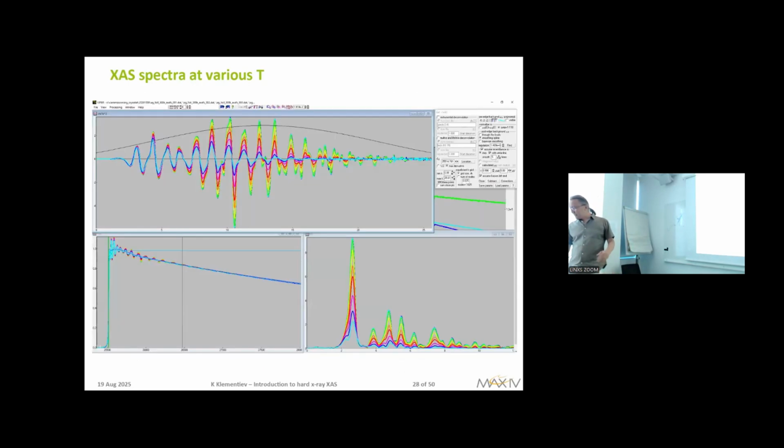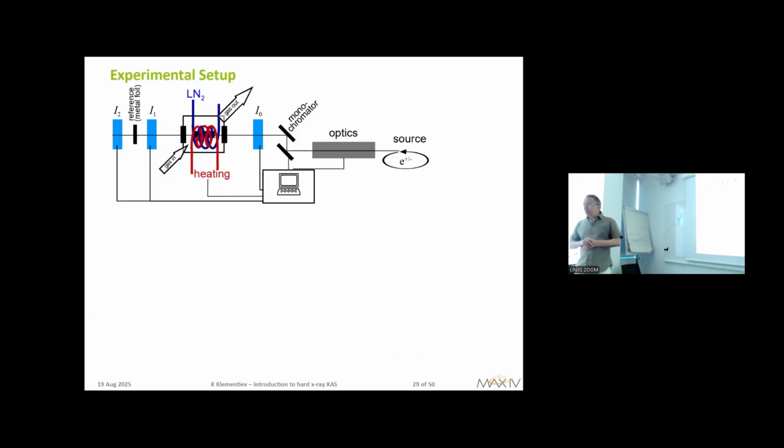And then another example, this is silver foil, a series of temperatures. Anyway, the effect is the same. So this is an explanation why we want liquid nitrogen here. So I come to an experimental setup and then an example of catalysis research, if I have time.